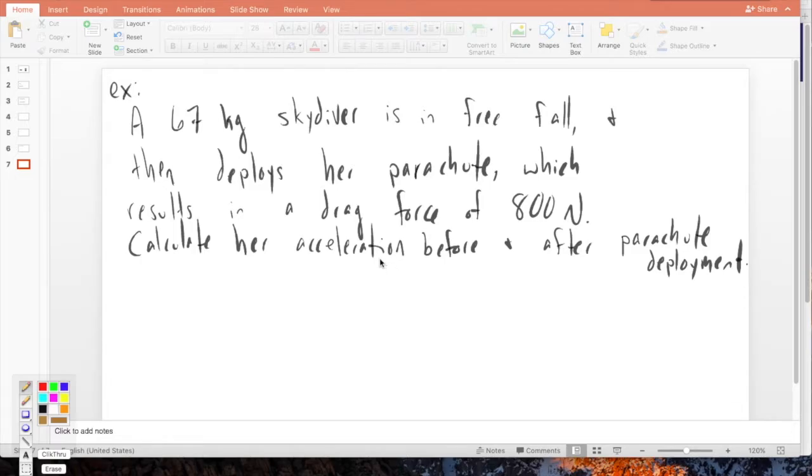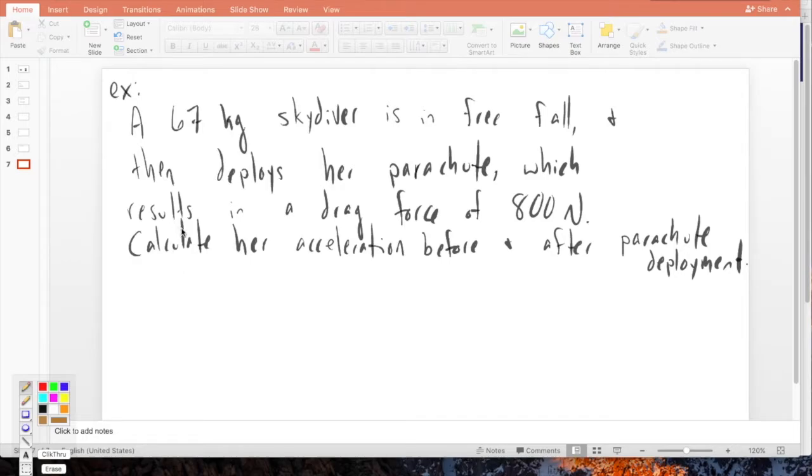We are going to have to make some assumptions to make this problem simpler for us, so we'll talk about that. The first thing I want to do is think about the question that's being asked of me. I have a skydiver. I know her mass. Remember, that's how much matter the skydiver has. That's her inertia. It's not her weight. Remember, those are different. And I know she's falling. She deploys her parachute. The parachute results in a drag force. And I'm asked to find something before and after that parachute is deployed. So I think I'm going to have to do two separate calculations, two separate problems to solve.